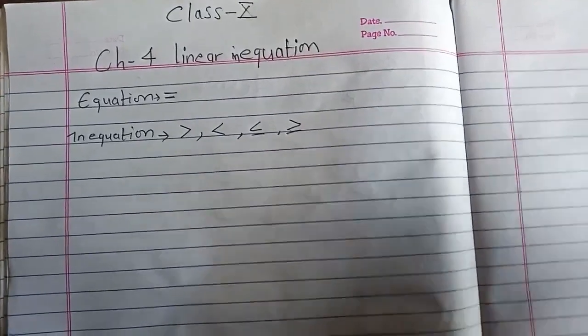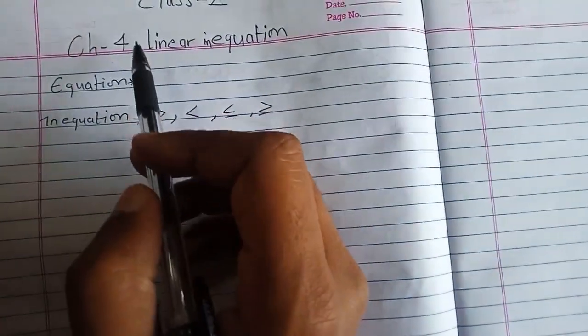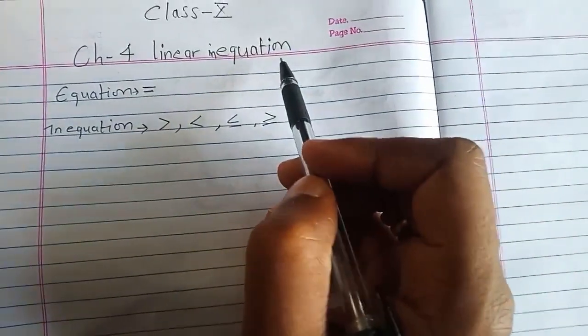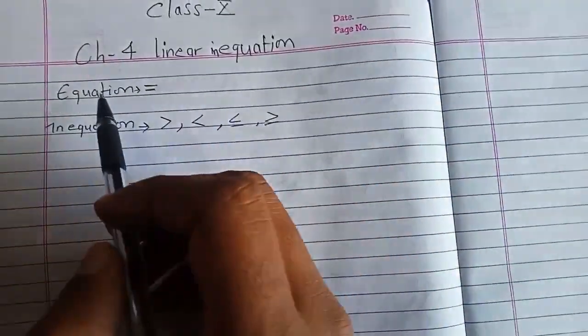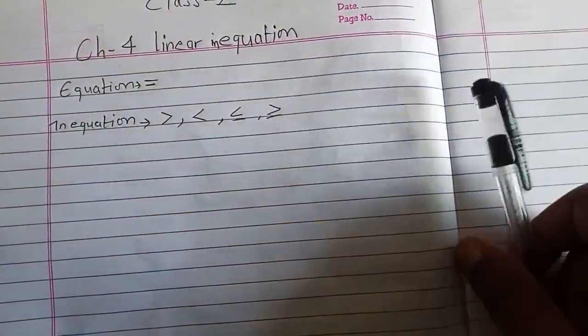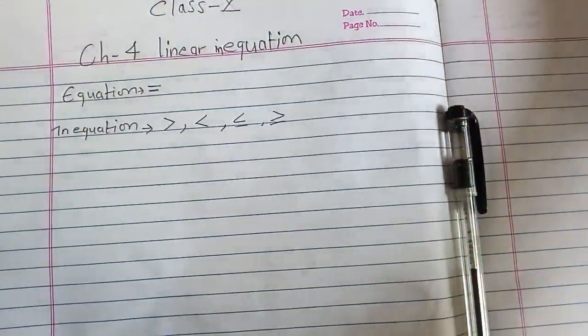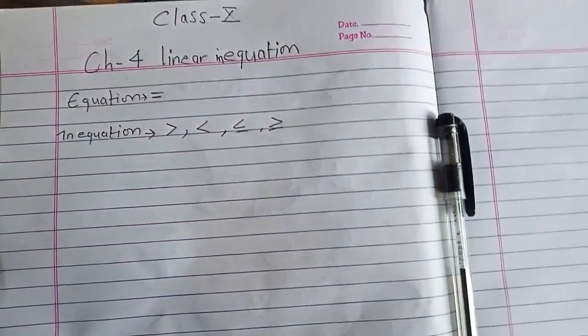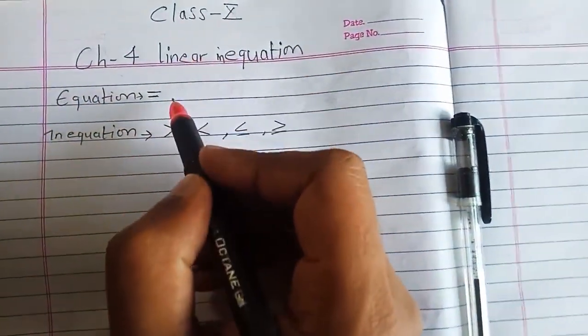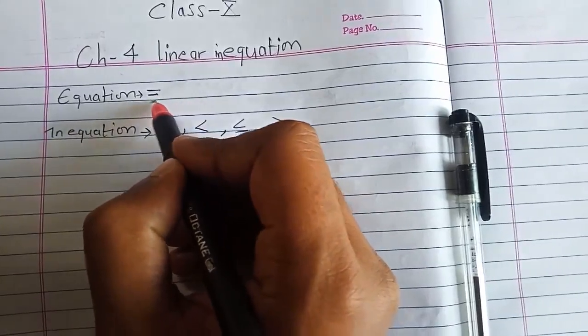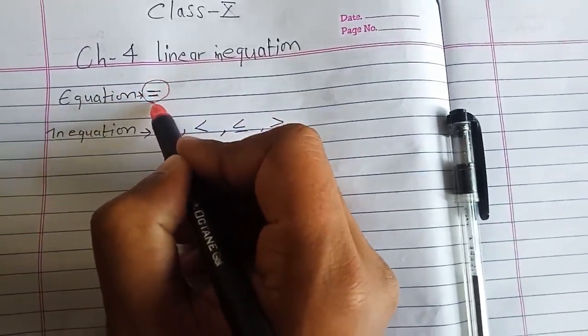Good morning, everyone. Today we are going to talk about linear inequations. When I talk about linear inequations, the very first thing that comes to our head is equation. What is equation? We have been studying this from class 6. Equation is basically denoted with this sign, the equal sign.